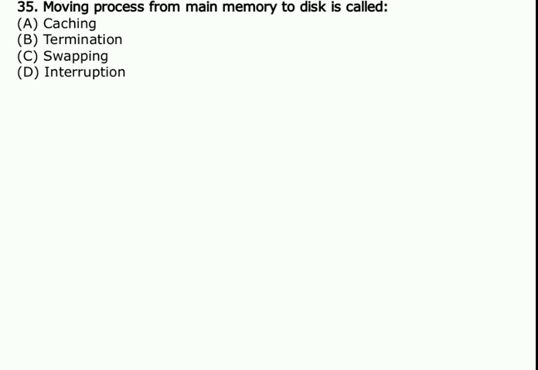Moving process from main memory to disk is called. Moving a process from main memory to disk is called swapping. Swapping is a technique that enables the computer to execute programs and manipulate data files larger than main memory. The OS copies as much as possible into main memory and leaves the rest on the disk. So option C is the correct one, that is swapping. Swapping is the constant moving of data from main memory to hard disk.